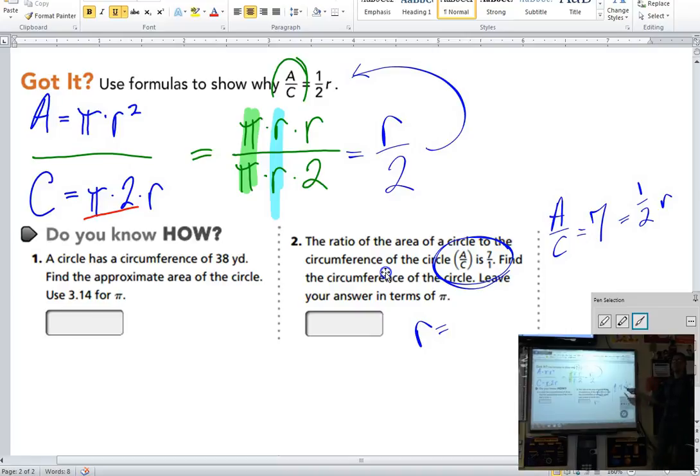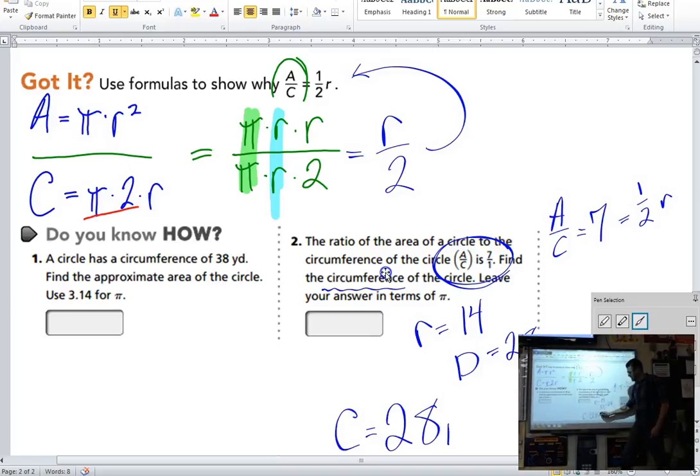We need to double. So when we're given that ratio, we double to find the radius. But then it says find the circumference, and we know to find circumference, we'd really rather have diameter. So if my radius is 14, that tells me my diameter is, anybody? 28, because we double again. And then I can say my circumference is 28 times pi, because it says to leave my answer in terms of pi.